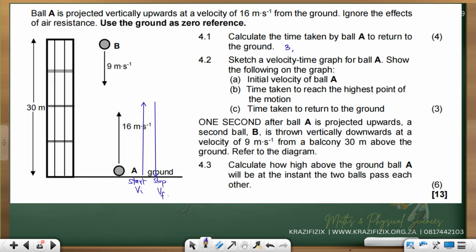All right, everybody sketch a velocity time graph for me of object A. Show the following on the graph: initial velocity of A, time taken to reach its highest point, and time taken to reach the ground. Similar to what we did. Initial velocity. Thank you, Amatle. Amatle, please put units. Thank you, Gift. Let's get used to putting units. Very, very crucial.